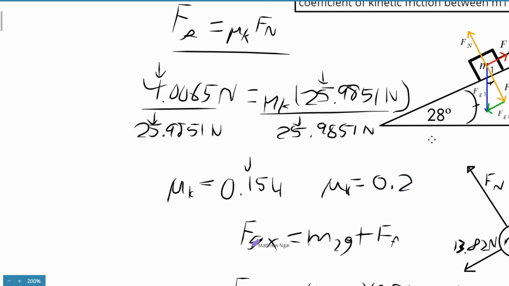With no units, because it's just a coefficient.